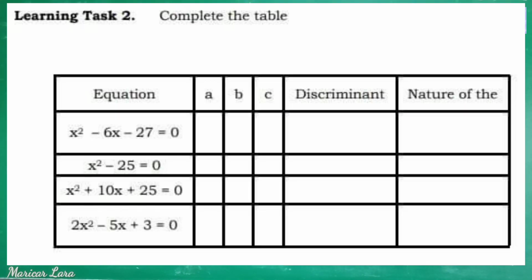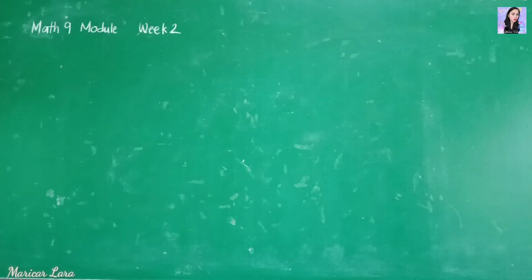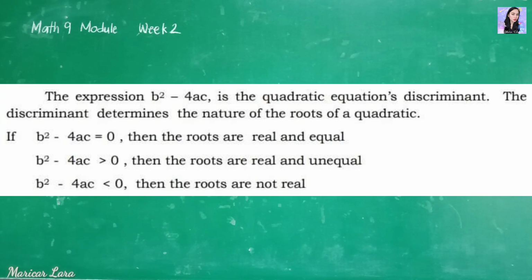So, learning task number 2, again, you will just complete the table. I-input nyo lang po yung A, B, and C, and the discriminant and the nature of the roots. So, dito sa discriminant, ito yung kanina na b squared minus 4ac. So, yung b squared minus 4ac, discriminant po ang tawag sa kanya. Okay? So, merong nature of the roots ang ating discriminant.